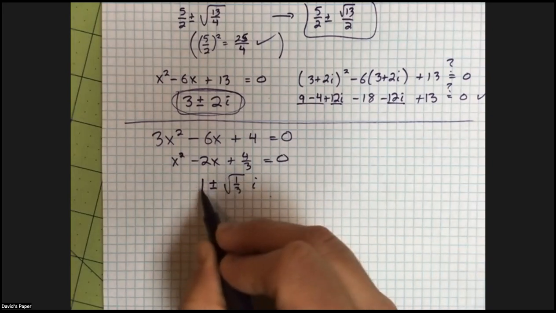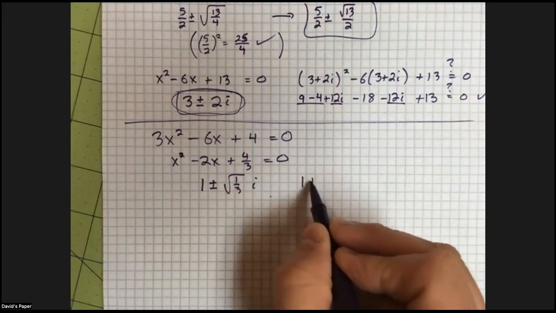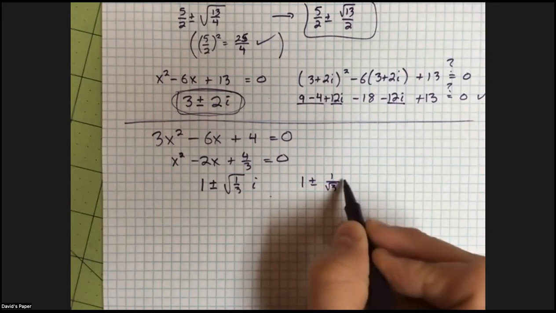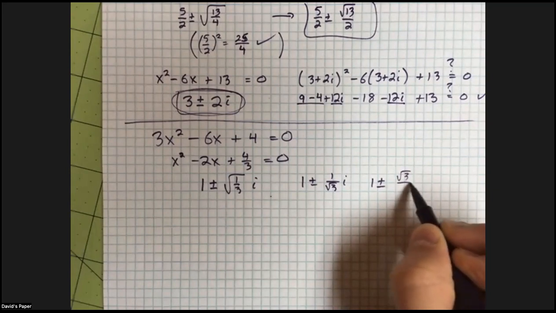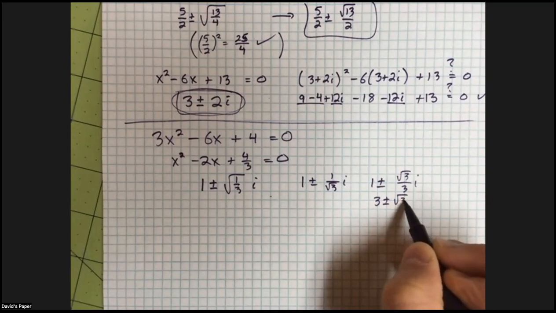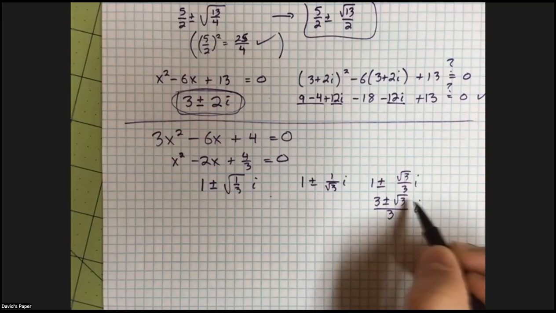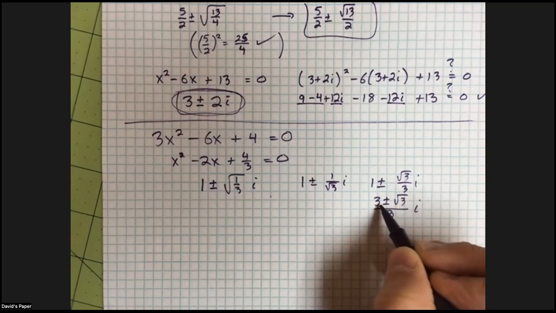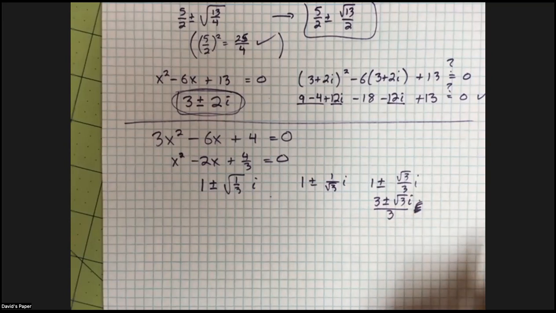Now, I don't know if I want to rewrite that in a different way. 1 plus or minus 1 over root 3 i, 1 plus or minus root 3 over 3 i. You've got a variety of ways you can write this. 3 plus or minus root 3 over 3 i. Oh, sorry. 3 plus or minus root 3i over 3. Of course, it depends on where you put the i.